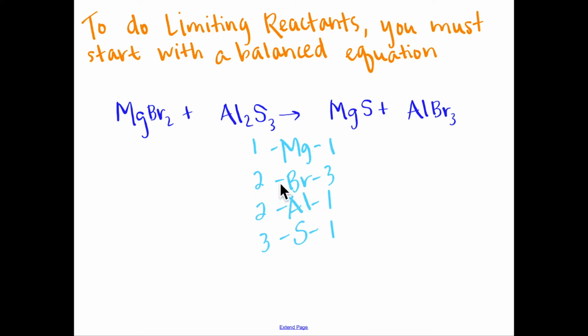Since we have a 2 and a 3 on the bromines, we're going to get those to 6. So we'll put a 3 here to get this one to 6, which also changes the magnesium to a 3. To get the bromine over here to 6, we'll put a 2 before the aluminum, which makes the bromine 6 and the aluminum 2. And then magnesium and sulfur each need a 3.